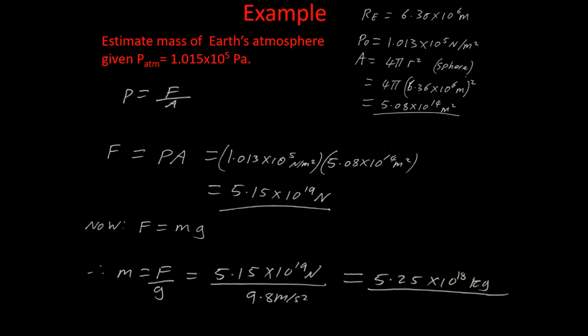So, even with this going on, at 5 times 10 to the 18 kilograms, Earth's atmosphere still has a long way to go before it bleeds off and leaves us with a lifeless, barren rock.